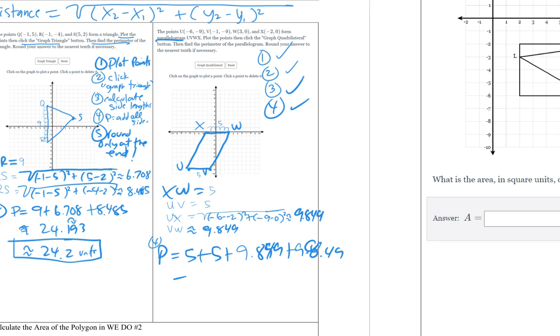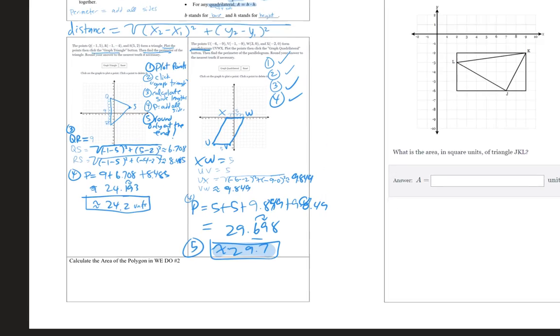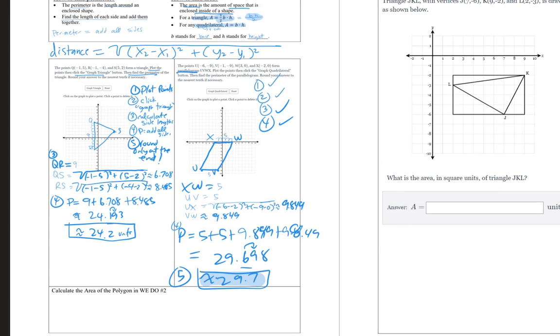Okay, that's going to be equal to 29.698. So step number 5, we need to round. That's going to be approximately 29.7. Okay, all right, now let's do the area of number 2.